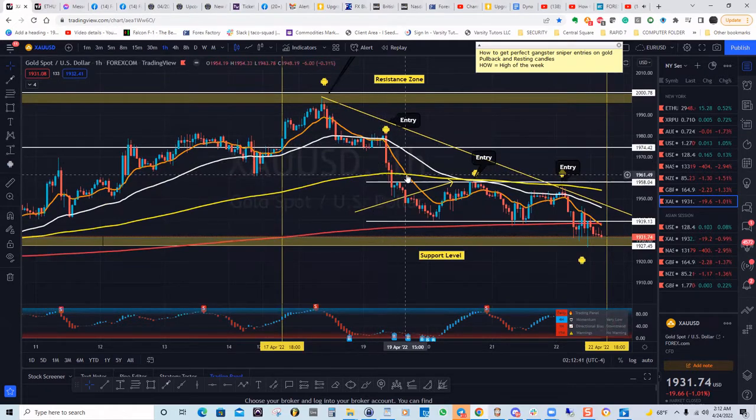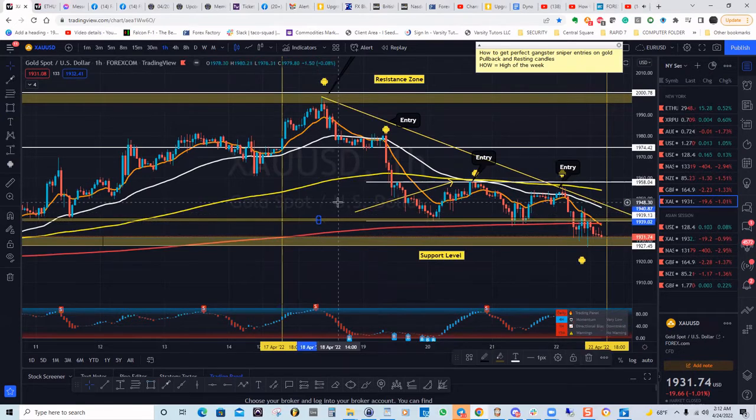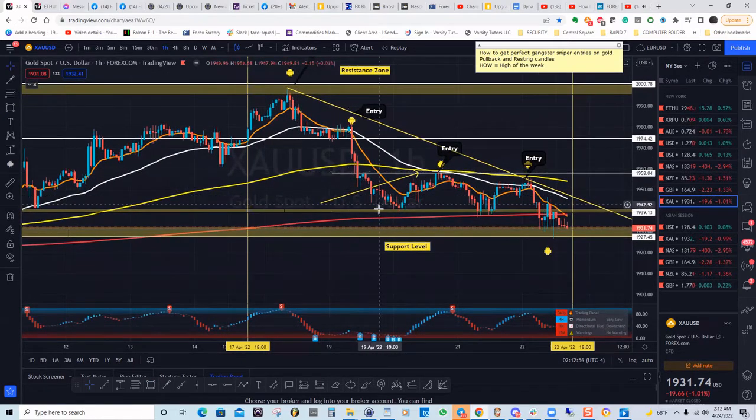There's a cross right here of the 13 and the 200, right? So that lets you know that the market's still going down until you get down to this level. This is a support level here, right? That's a support level there. So it came down here and it pulled back up to this level here.